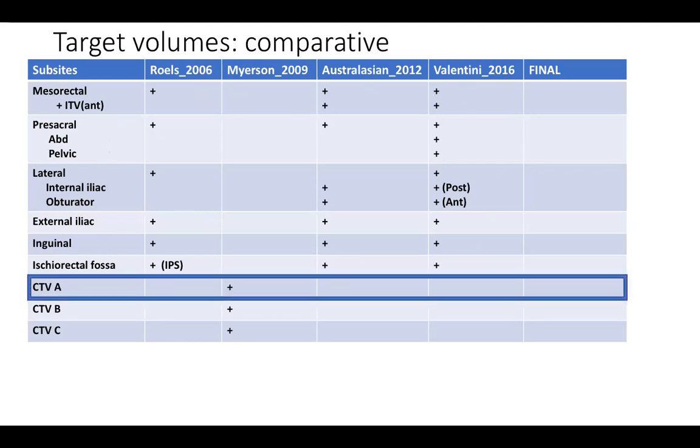So if we understand that the CTV A primarily is what we need to treat in most cases, and if we try to understand it in that concept, then these particular subsites to be included, the top three, that is the mesorectal, presacral, and the lateral, which is primarily the internal iliac and obturator, they need to be included in all cases. CTV B is an elective and C would also be an elective. So that is the external iliac, inguinal, and the ischiorectal fossa. So this is easy to summarize.